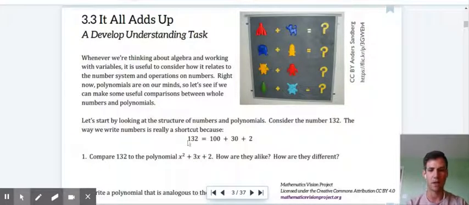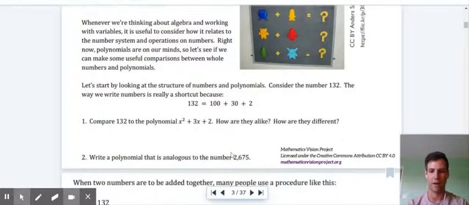And you can see that the hundreds place, the 100, went with the x squared, the tens place went with the x term, and the 2 in the ones place represents the 2 down here as well. And you can see it's separated all like as you see right there.